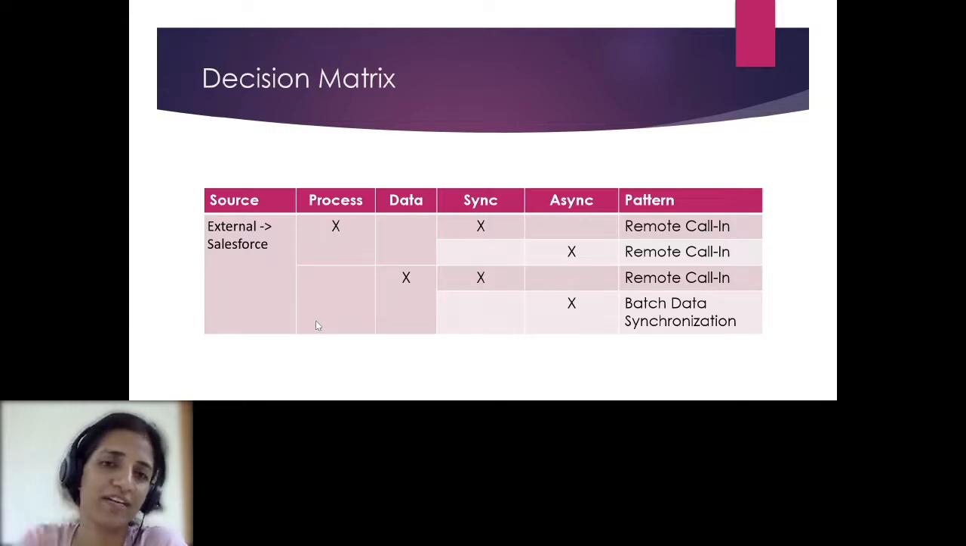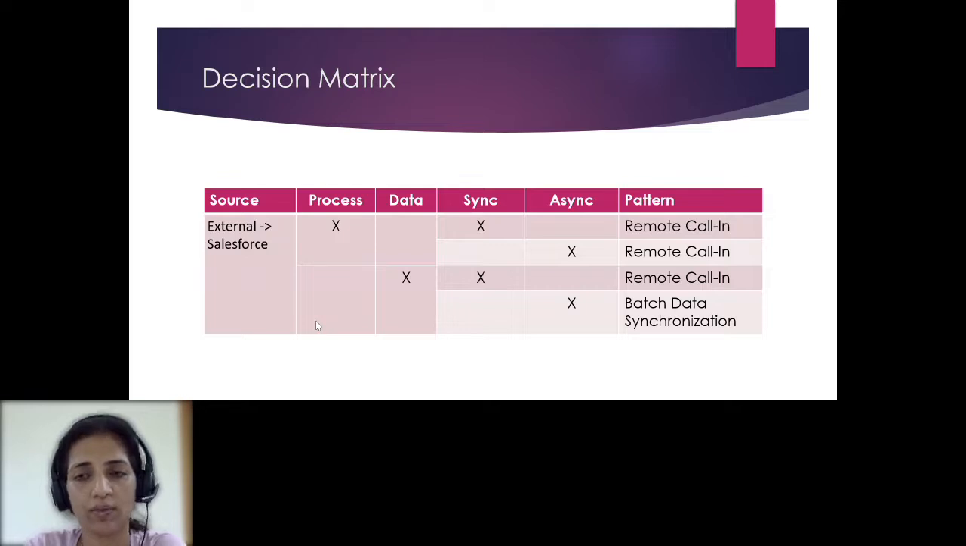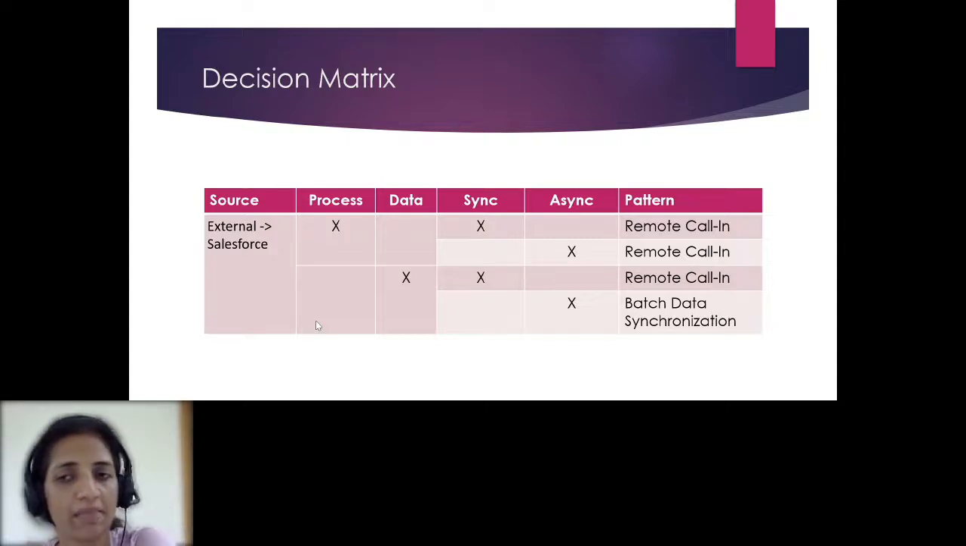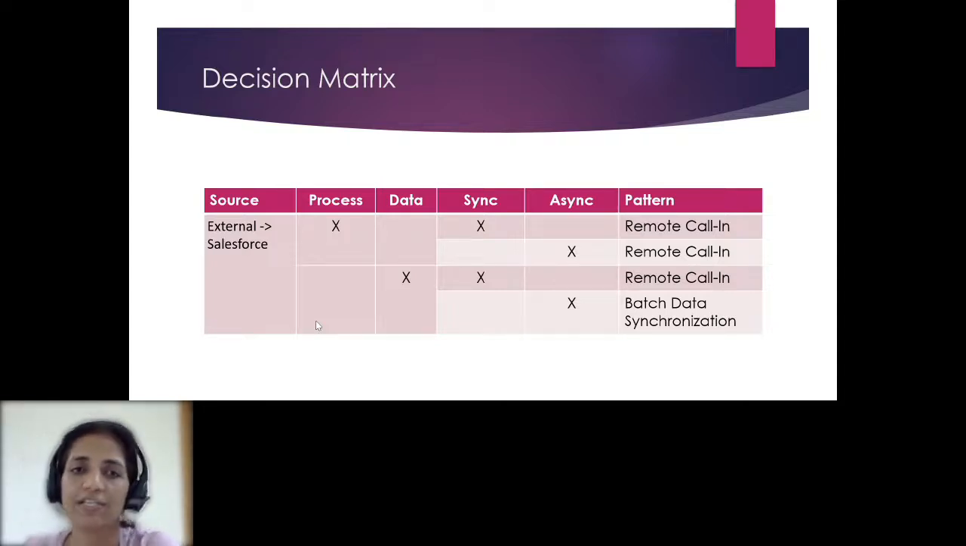The next part of the decision matrix is where your direction of integration is from an external system to Salesforce, that is inbound integration, a call coming into Salesforce. In that case, if it's a process layer of integration, if it's synchronous, the option is remote call-in. Typically, in all inbound calls, the options are only remote call-in. However, if you have a data layer of integration when a system is calling you in, and it is asynchronous, that is, you don't care, it can be done later as well from a timing perspective, then you go with a batch data synchronization.